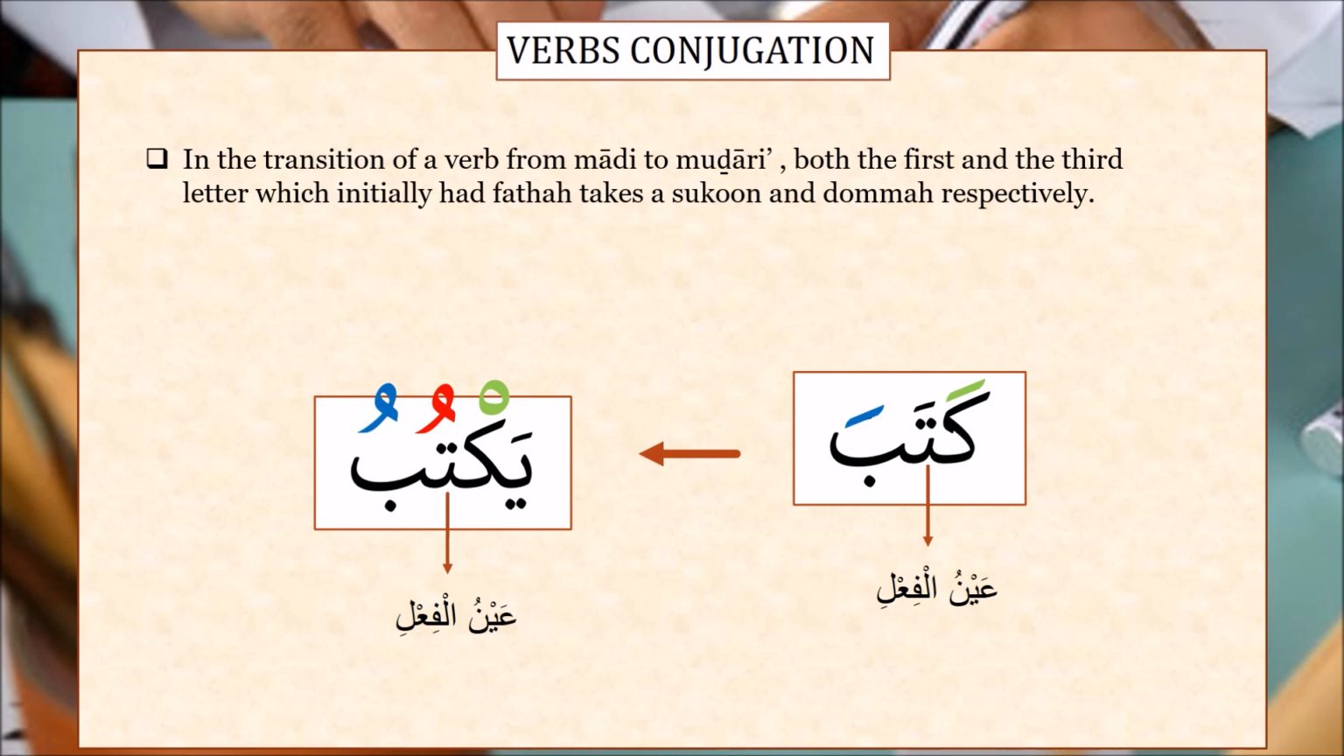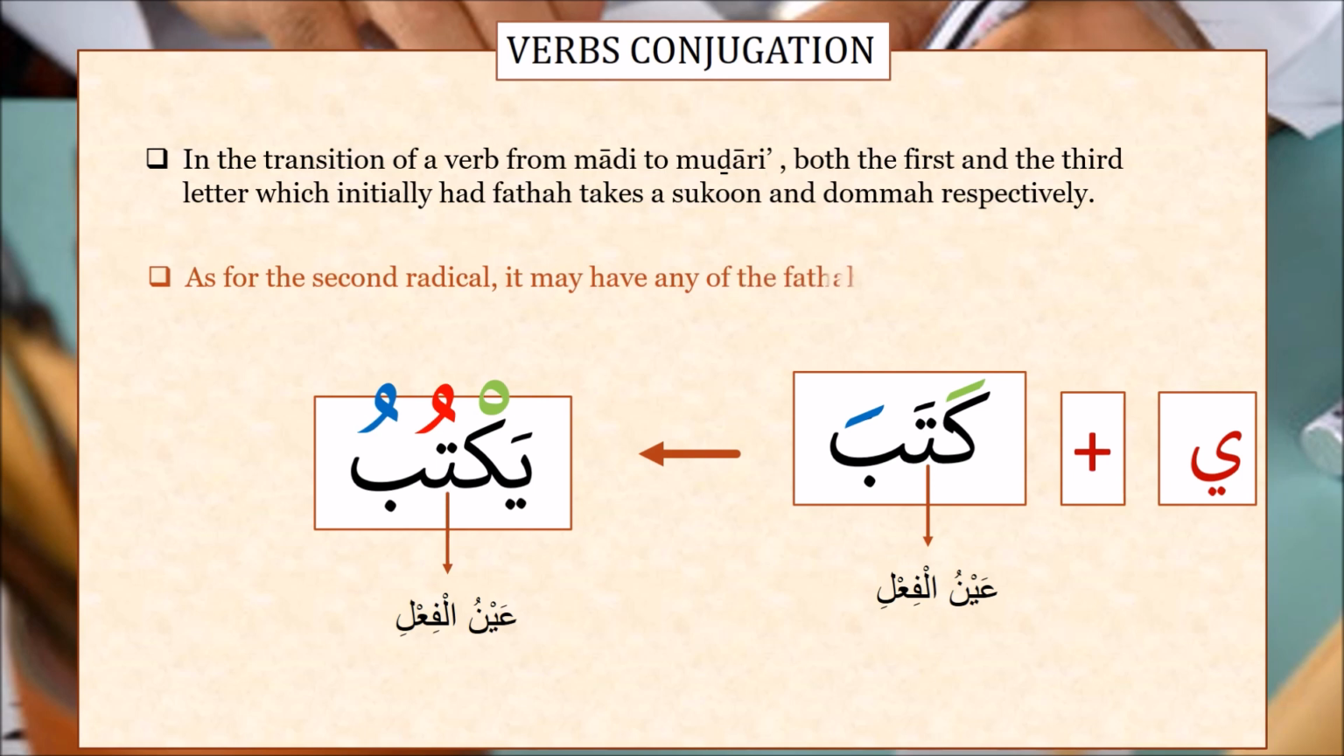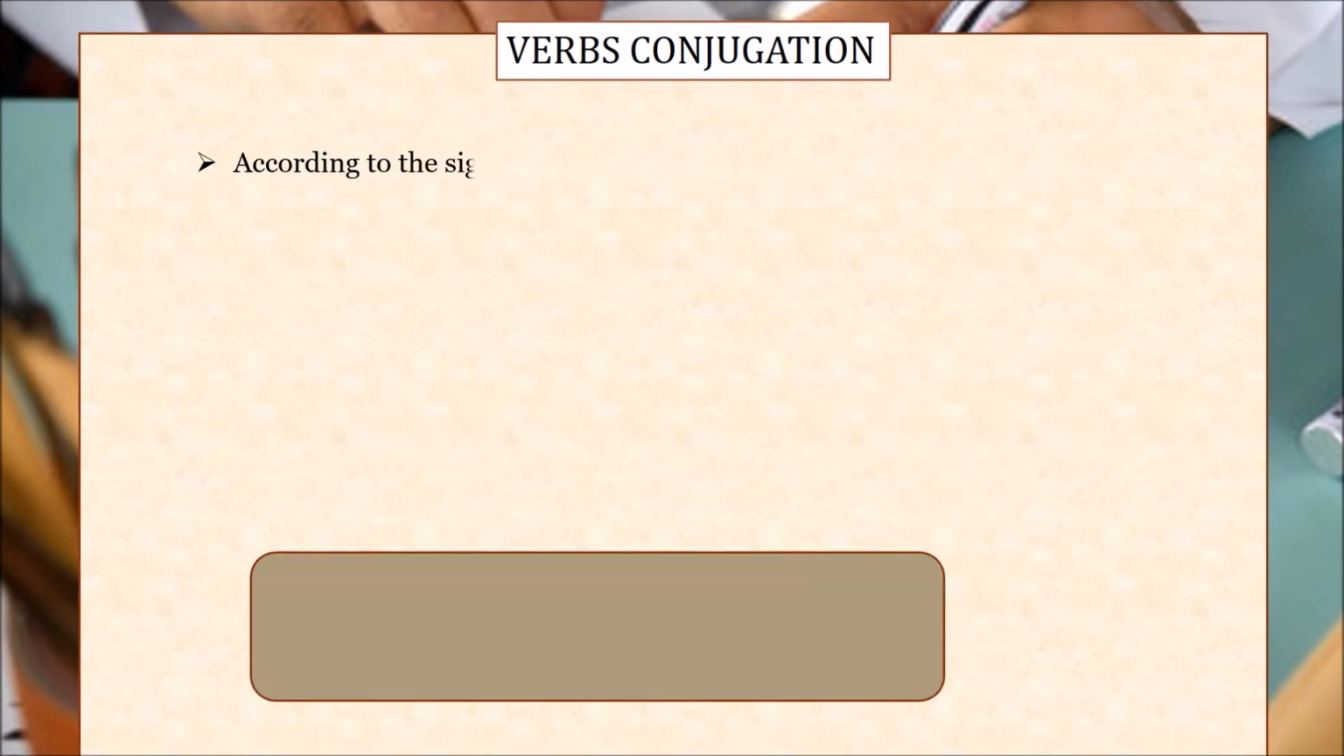In the formation of the fi'l al-mudari', after the prefixing of one of the letters alif, hamza, nun, ya, and ta, the sign on the first radical, that is fa'ul fi'l, changes to sukun, and that of the last radical, that is lamul fi'l, changes to dhamma. But that of ainul fi'l depends on a grammatical grouping called bab, and these groups are 6 in number.